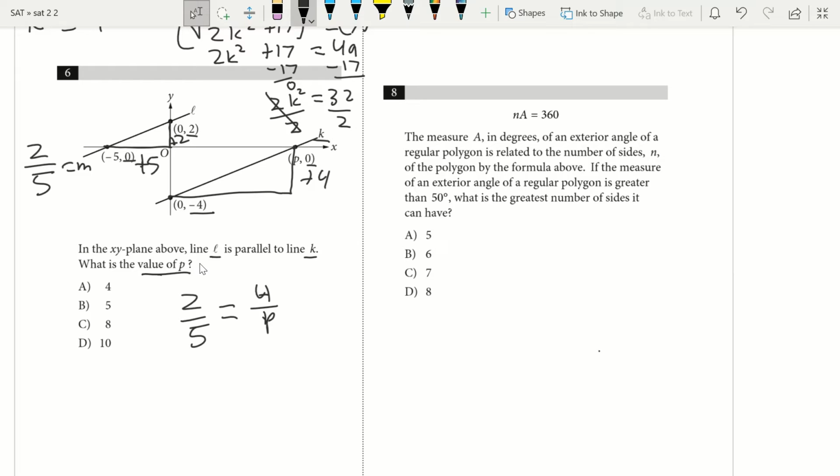So what we can do is multiply by p and then do algebra and solve for p, or we can just look at the ratio, right? Because these ratios have to equal each other, and we can see that 2 times 2 equals 4, so then 5 times 2 would make p equal to 10. So the answer will be D.